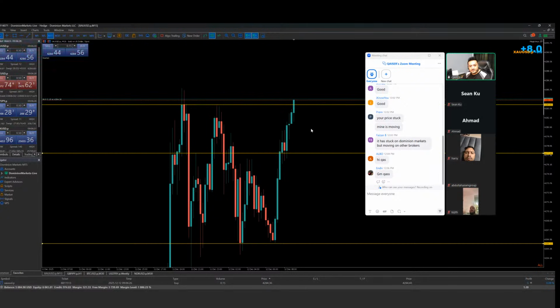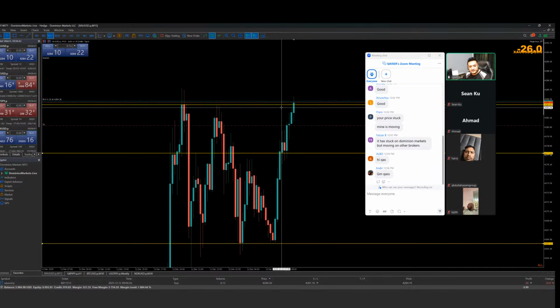Oh, it just got activated now. Oh man, I got slipped. Look at the spike. Look at the spike. This is not good. That's why I was talking about executing somewhere here. I have missed almost 10 pips here, but whatever it is.